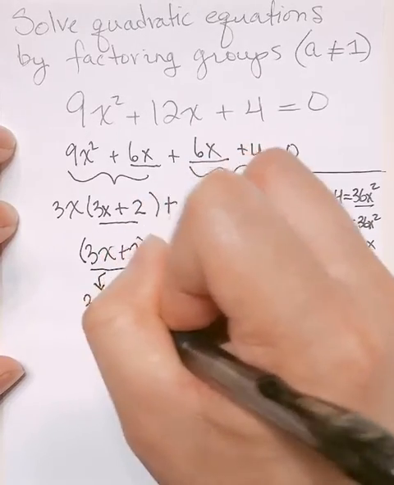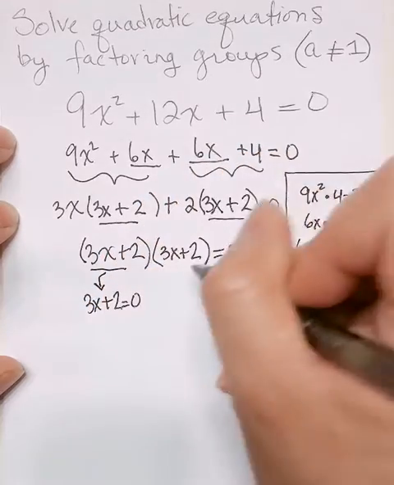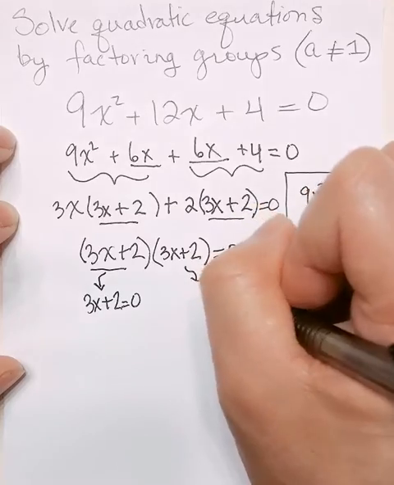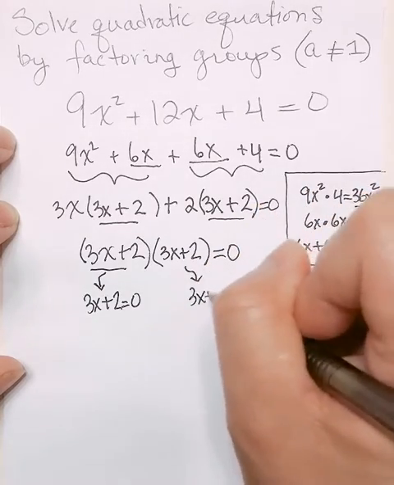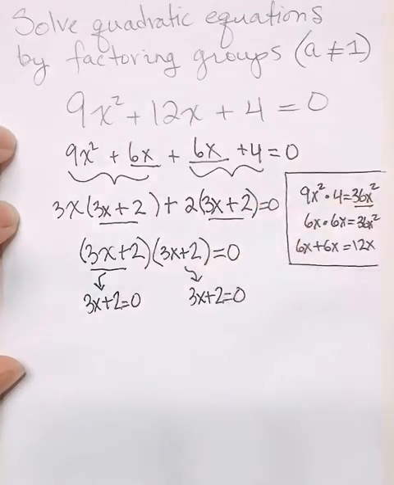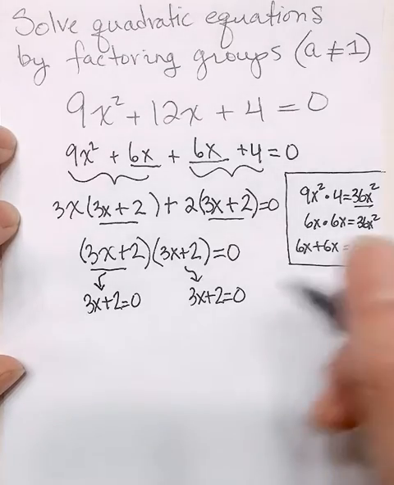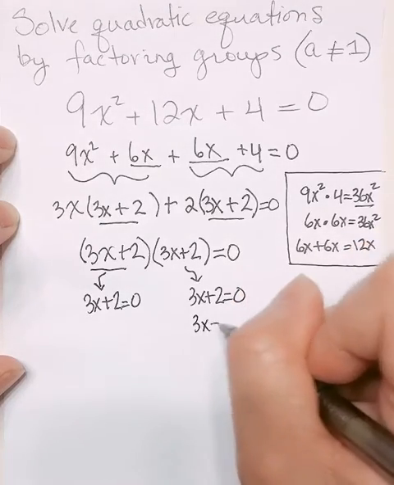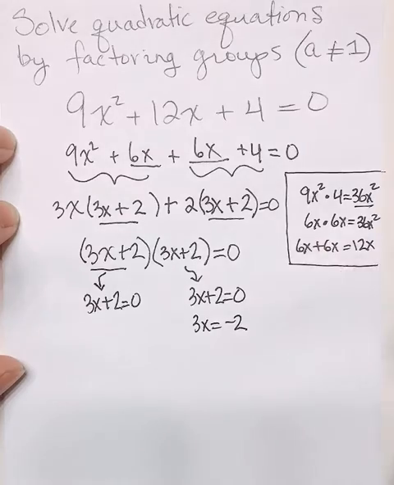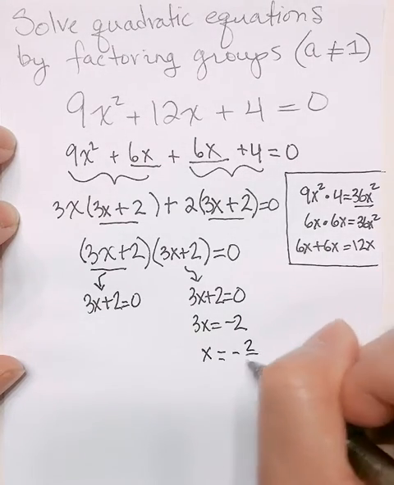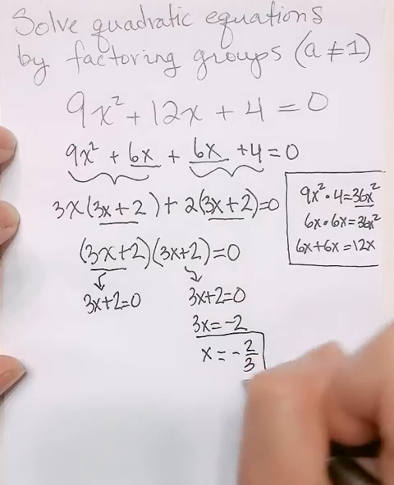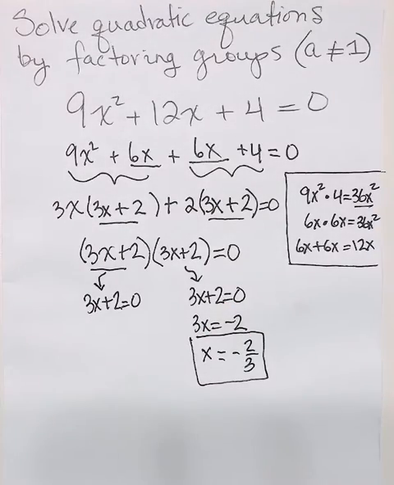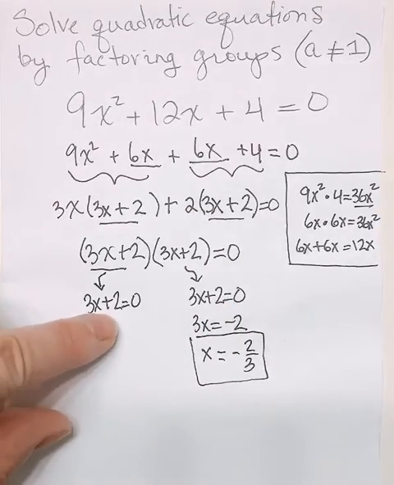So 3x plus 2 equals 0, and this other one could also be 0. Because they are the same equation, I only have to solve it one time. So 3x equals negative 2. Move the 2 to the other side, and then divide by 3 to give me x equals negative 2 over 3. So I have one solution, but it comes out of 2 expressions.